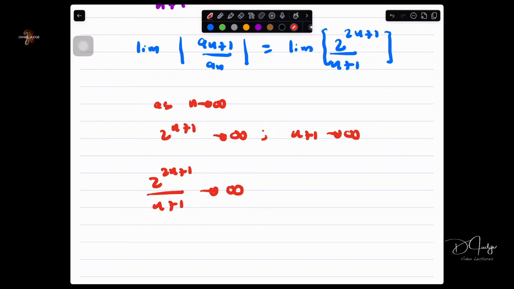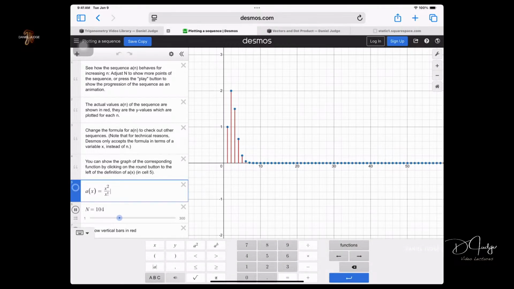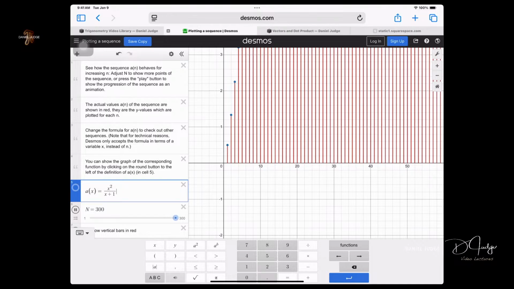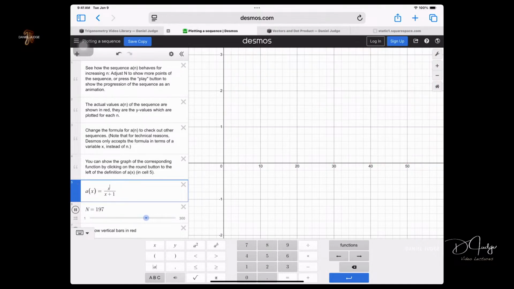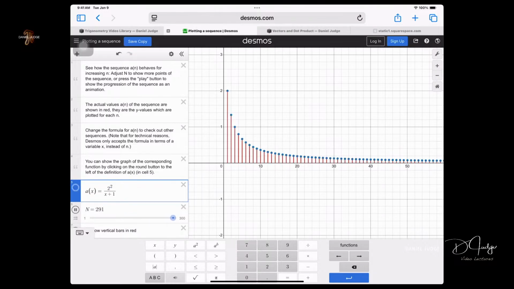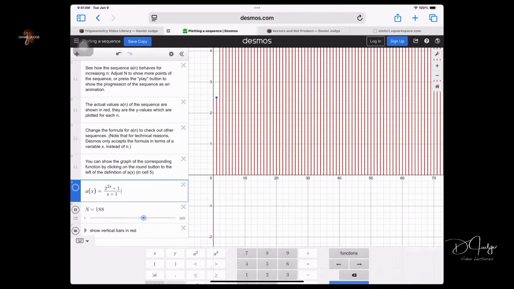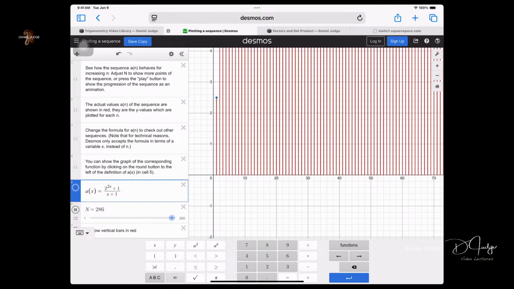Now 2 to the (2n plus 1) over n plus 1. Let me show you something in Desmos here. Two raised to the 2x plus 1 power, though.